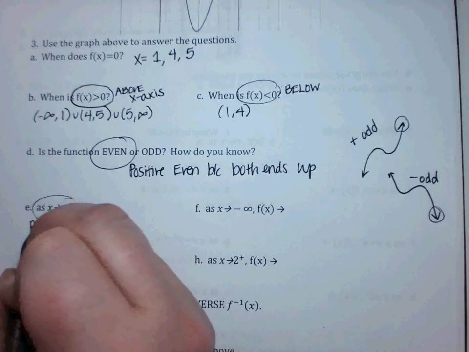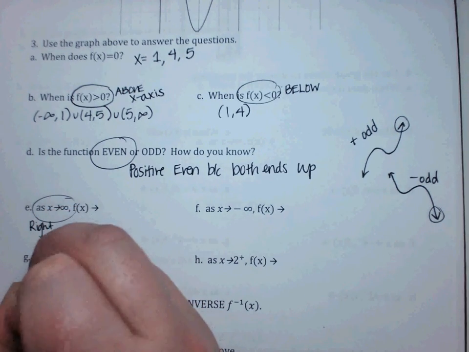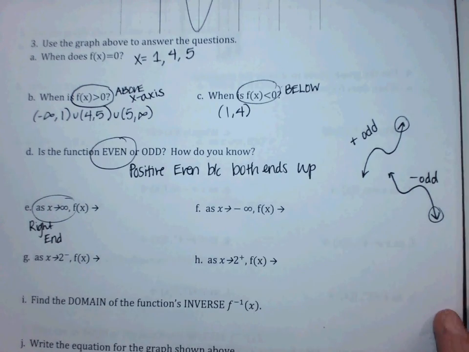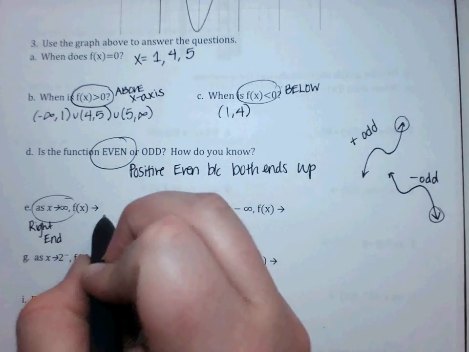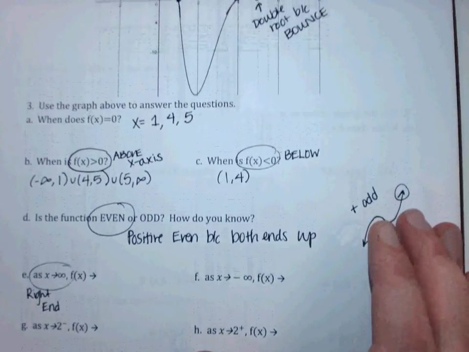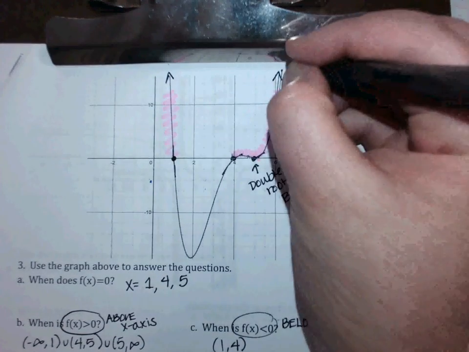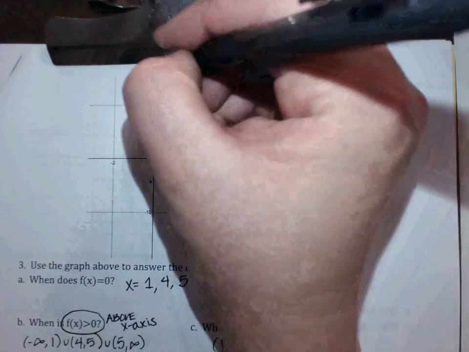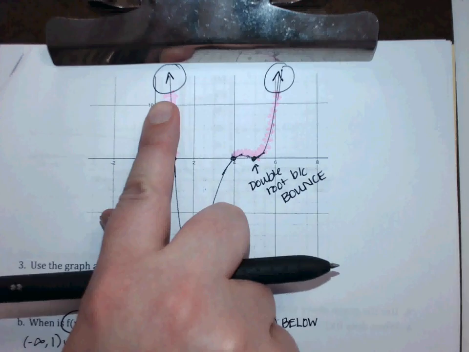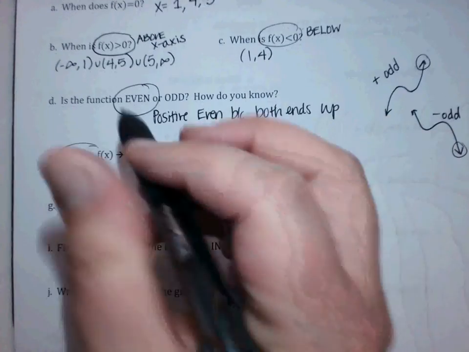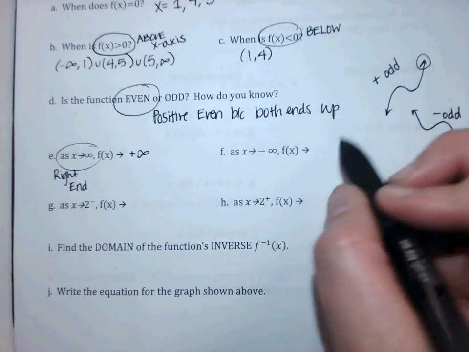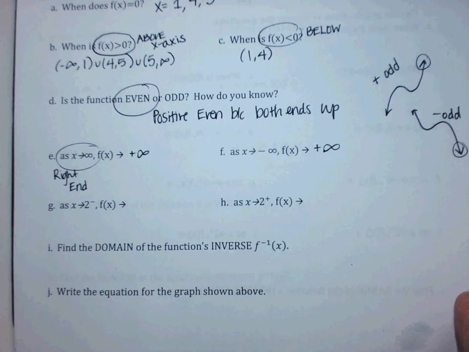As x goes to infinity, is that the right end or the left end? Right. That's the right end of the graph. Which way is the right end pointed? Okay, look at the right end of the graph. Which way is it pointed? What about the left end? So what are both of them going to be equal to? Positive infinity. And then remember, you can put the positive or not. That's up to you. If you put regular infinity, that means it's positive already.